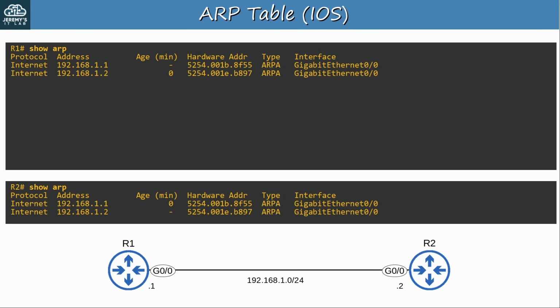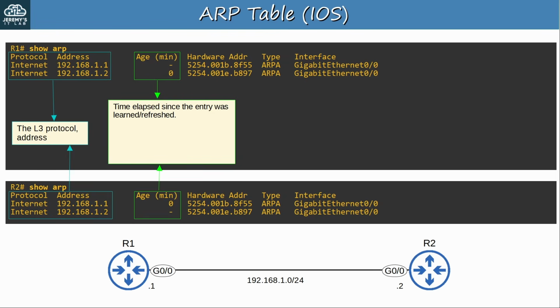Now let's take a look at the ARP table of R1 and R2. You can view them with show ARP. So let me point out some things in this output. The first 2 columns, protocol and address, indicate the layer 3 protocol and address. Of course, internet means internet protocol, IP. Then there is the age column. This indicates the time elapsed since the entry was learned or refreshed.